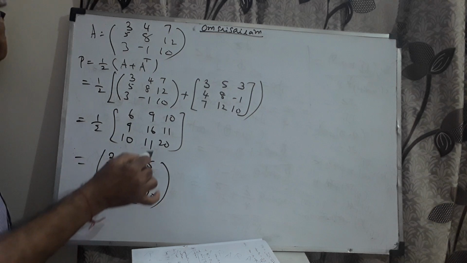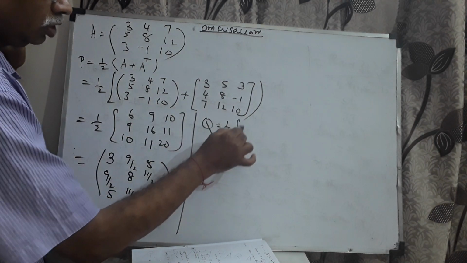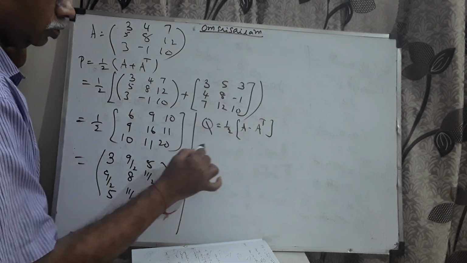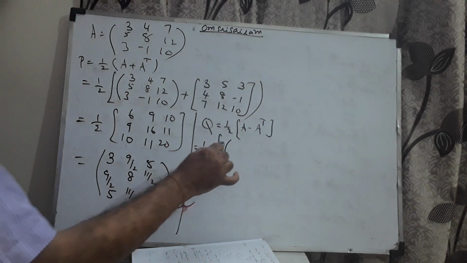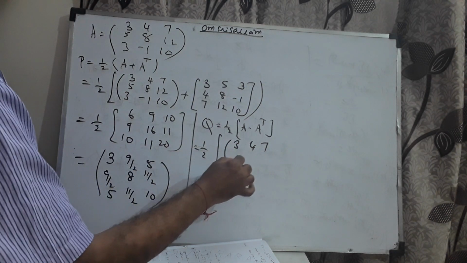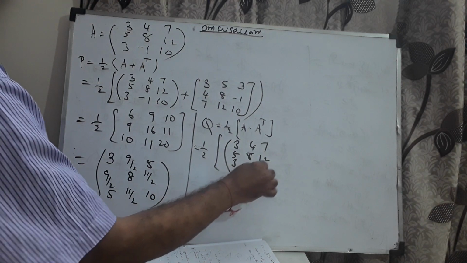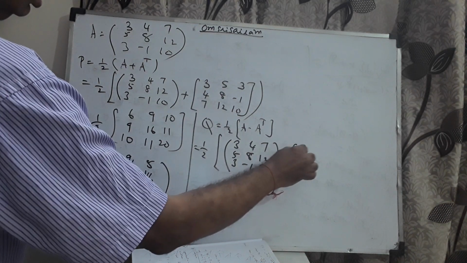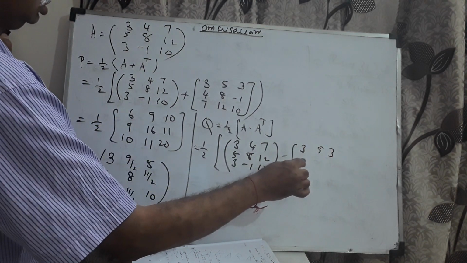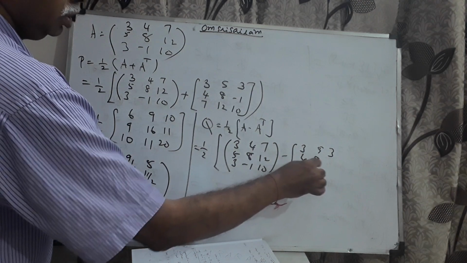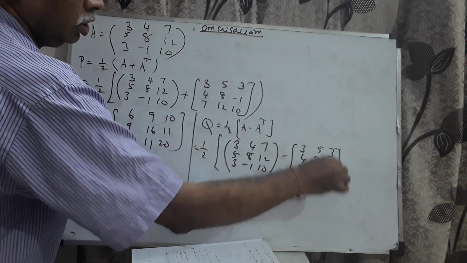Let it be. Now, let me try to simplify Q is equal to half of A minus A transpose. It's just an application. Here, 3, 4, 7 first row, 5, 8, 12 second row, 3 minus 1, 10 third row. Then 3, 5, 3 first row, then of course 4, 8 minus 1 second row, then 7, 12, 10 third row.